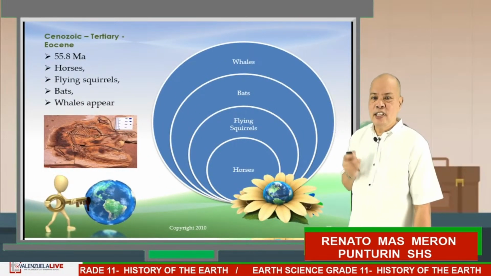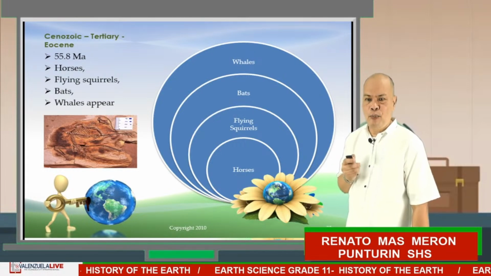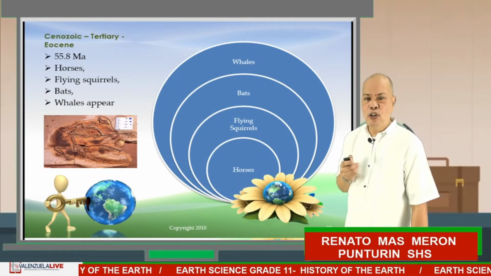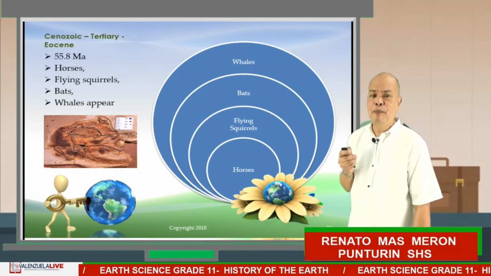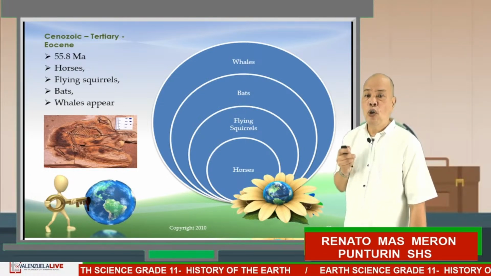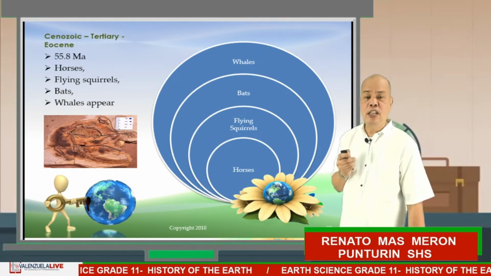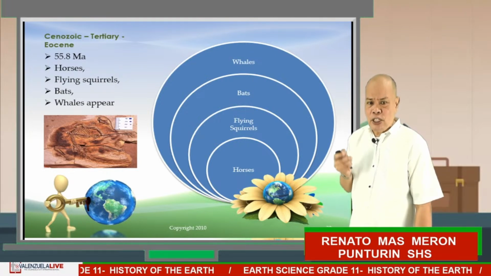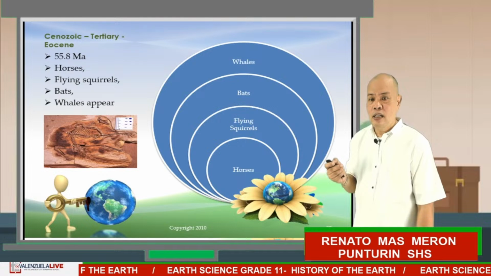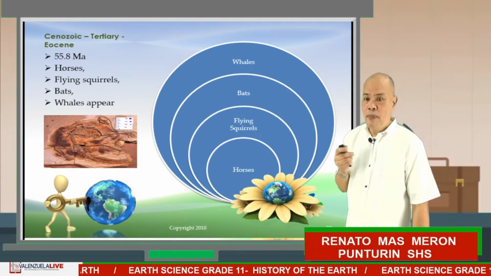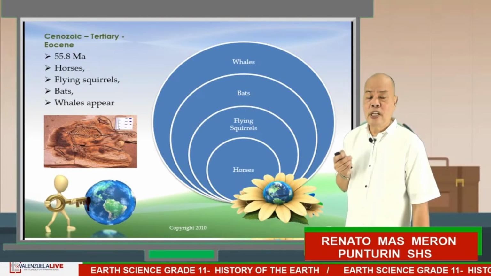Next to Paleocene epoch was Eocene epoch. In the Eocene epoch, during the Tertiary period in the Cenozoic era, in 55.8 mega-annum or 55.8 million years ago, these were the visible animals on Earth during this time. Horses, flying squirrels, bats, whales appeared on Earth.